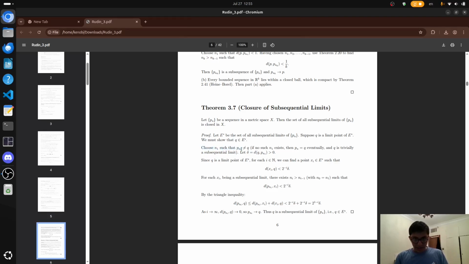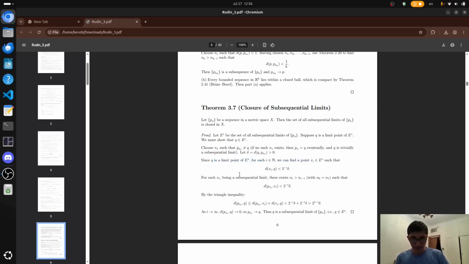Choose n1 such that Pn1 is not equal to Q. If no such n1 exists, then Pn equals Q eventually, and Q is trivially a subsequential limit, obviously. Let delta equal the distance between Q and Pn1. So we're choosing some subsequence, right? It's Pn1, and the distance is greater than 0. Since Q is a limit point of E, for each i in N, we can find a point xi in E such that the distance between xi and Q is less than 2 to the negative i delta.